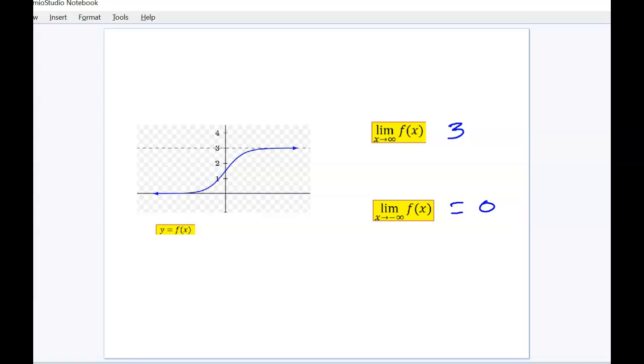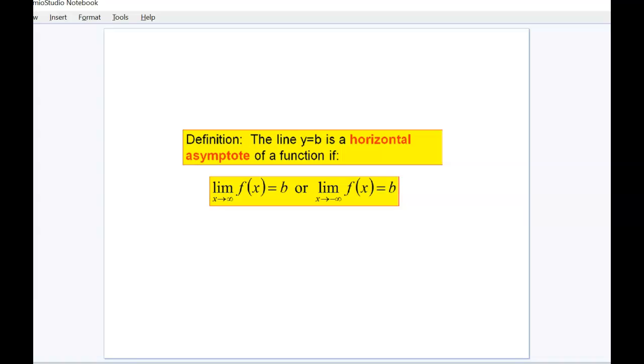Occasionally, you might have a graph that has two horizontal asymptotes, one to the right and one to the left. So the line y equals b is a horizontal asymptote of a function if the limit as x approaches infinity of the function equals some number, or the limit as x approaches negative infinity of the function equals some number.